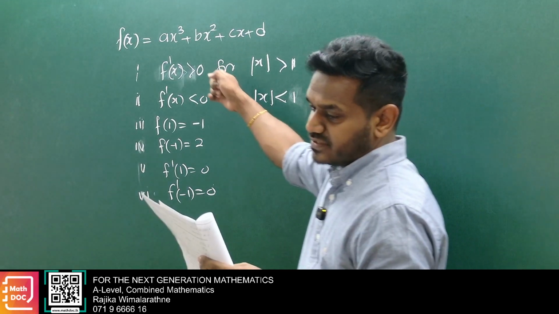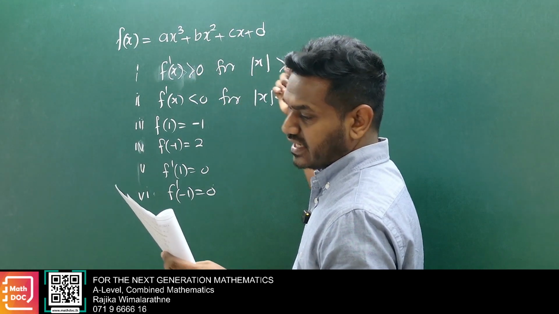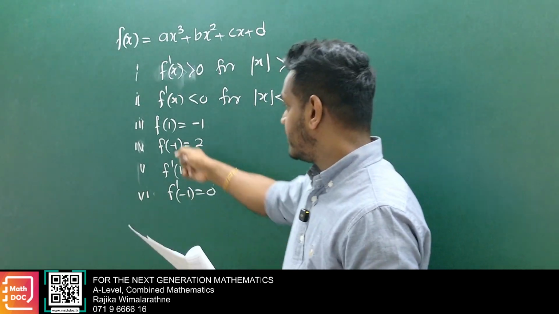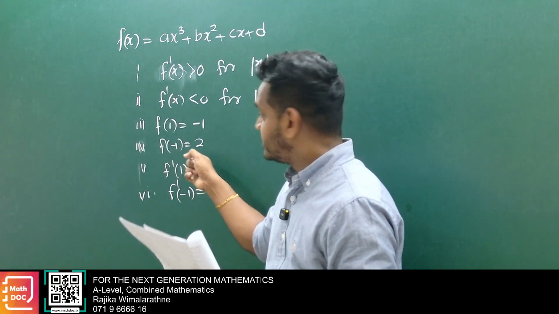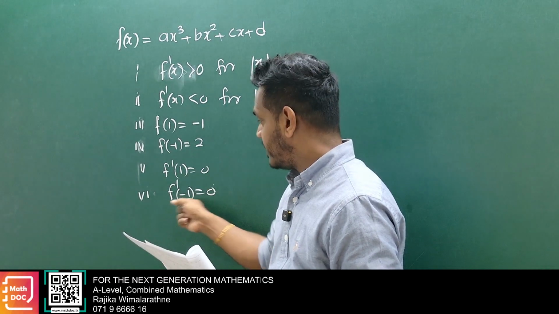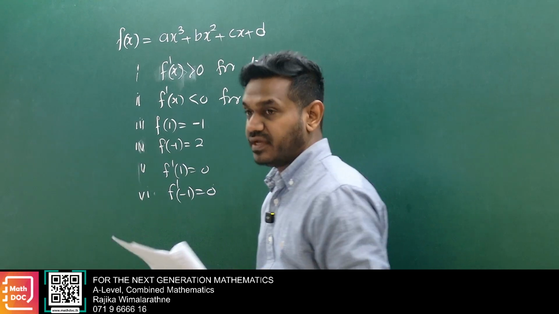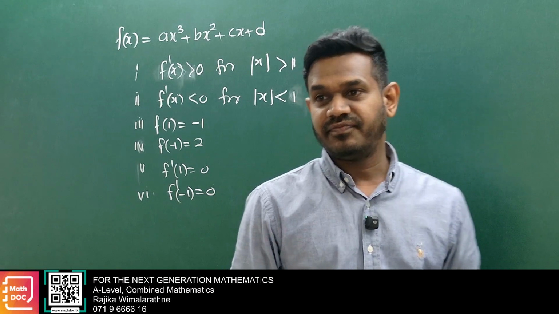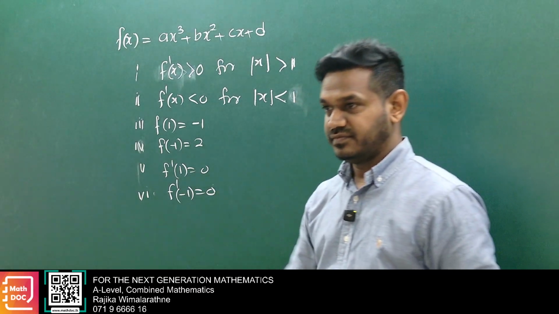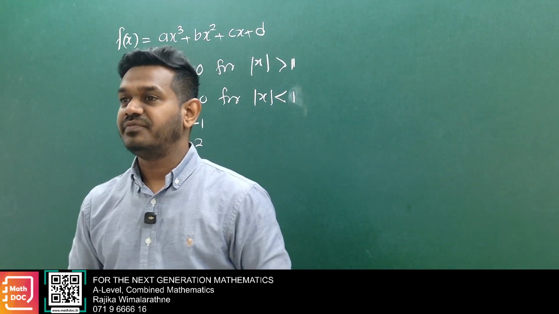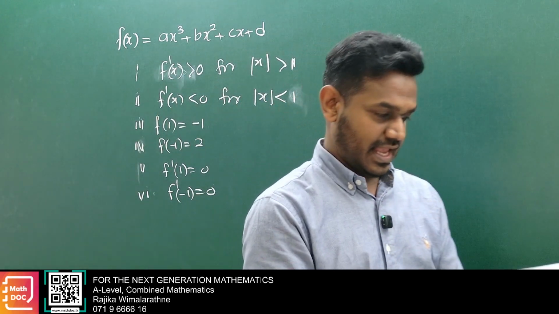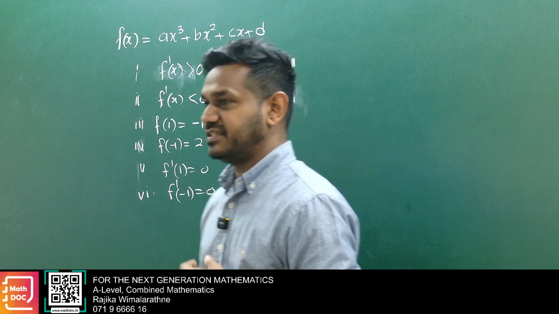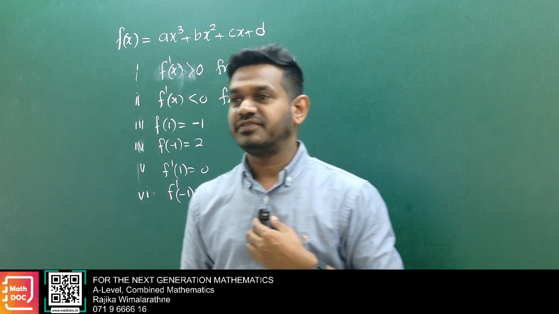So here given f dash x positive for modulus x greater than 1, f dash x negative for modulus x less than 1, and f(1) equals minus 1, f(minus 1) equals 2, f dash 1 equals 0, f dash minus 1 equals 0. Find the a, b, c values and sketch the function.